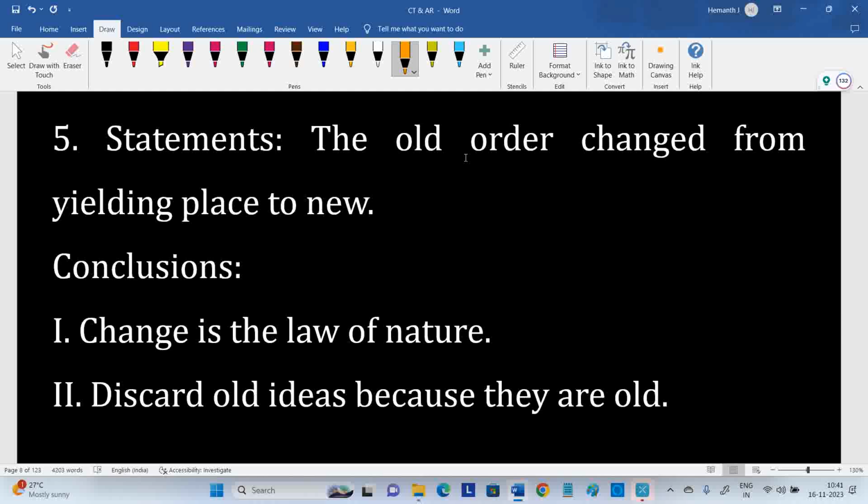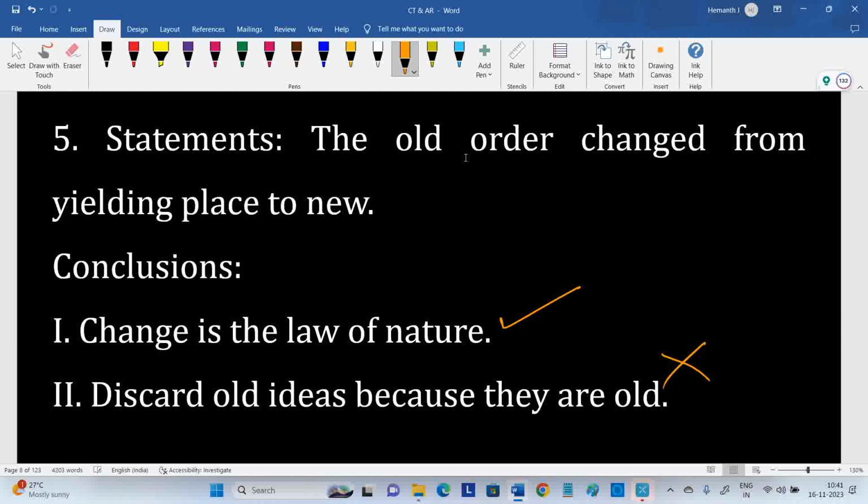The old order changed from yielding place to the new one. Change is the law of nature. Discard old ideas because they are old. The second one, they didn't mention that actually. Discard old, that is no. They are saying that the old order changed and gave place to the new one. Let's say about cricket: some people retire, some new people will come. If seniors go out, then new people will come. So change is the law of nature. Yes, changes are going to happen. But it doesn't mean that we discard old ideas. It's not related to that. The second one we cannot say, but the first one, yes.